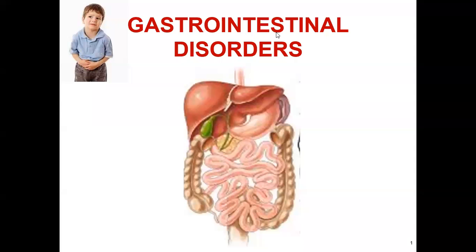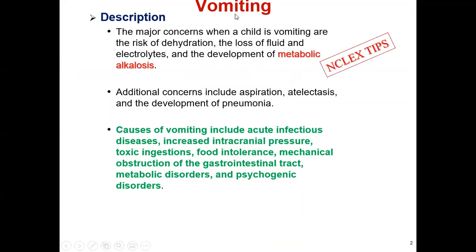So, gastrointestinal disorders. The first disease is vomiting. The major concern when a child is vomiting is the risk of dehydration, the loss of fluid and electrolytes, and the development of metabolic alkalosis.